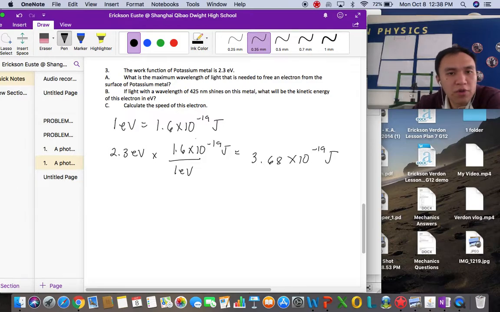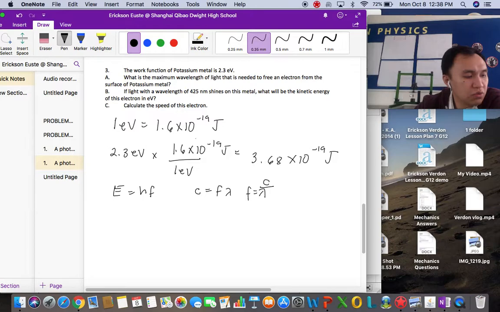Alright, so with that, I need to determine the maximum wavelength that is needed to free the electron. So I understand that E is equal to hf, but I also know that c is equal to f lambda. So f is equal to c over lambda. With that, I can have E is equal to h times c over lambda. Having this formula, I can have that lambda is equal to hc over E.